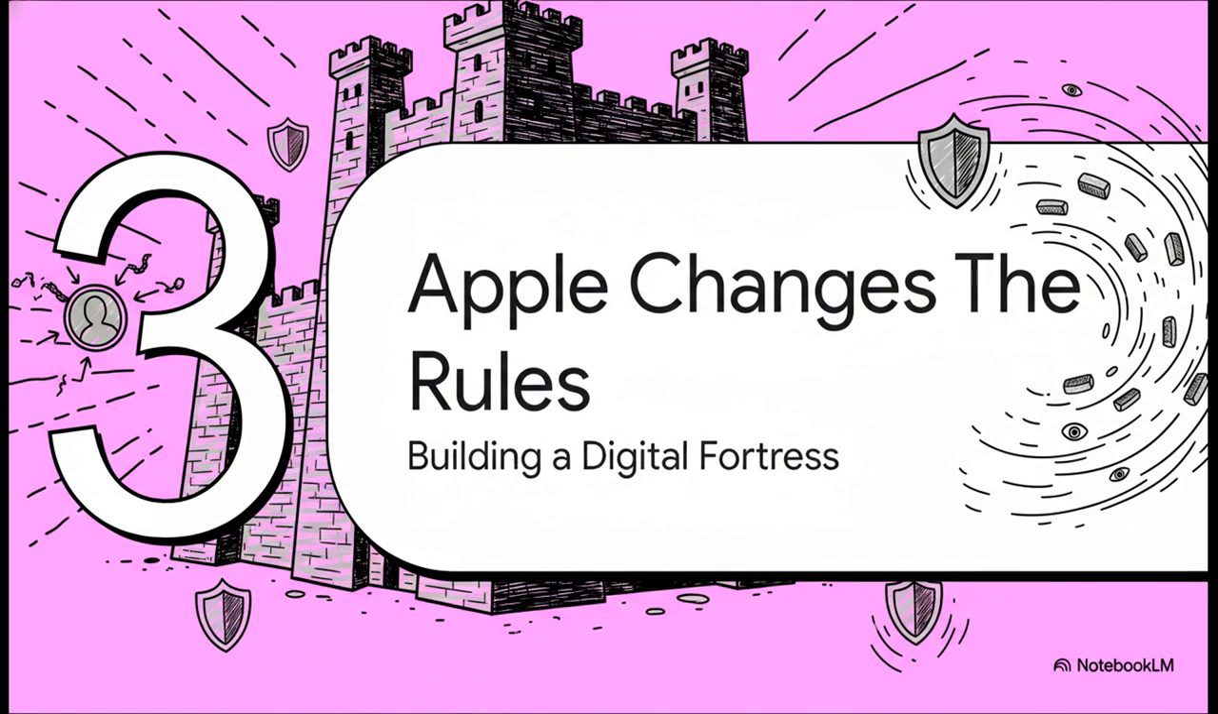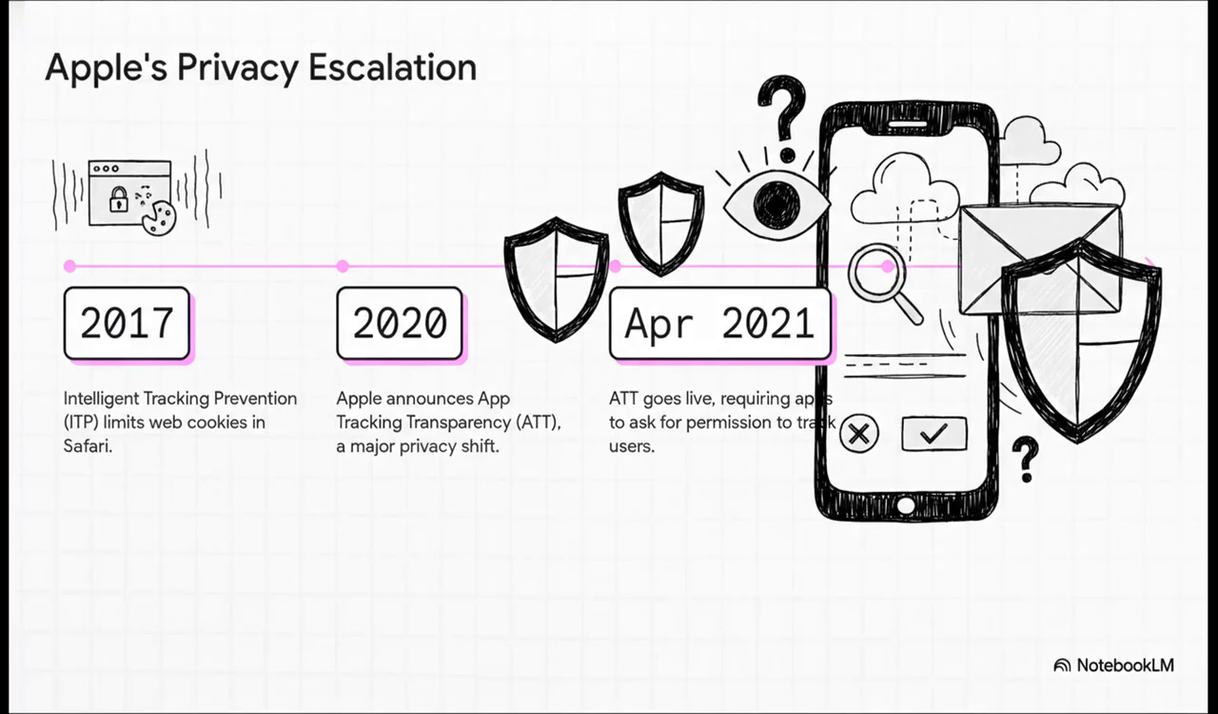This whole problem of permission fatigue and frankly data exploitation got so big that one of the major players in the game decided to just change the rules completely. They essentially started building a digital fortress around your data. And you can really see how things escalated here. I mean, it started kind of small back in 2017 with updates to the Safari browser to limit web cookies. But by 2021, with App Tracking Transparency, or ATT, it turned into a full-scale crackdown.